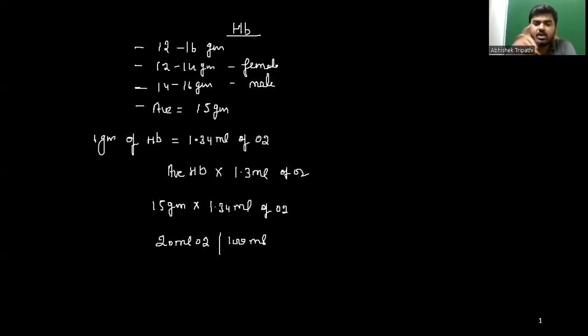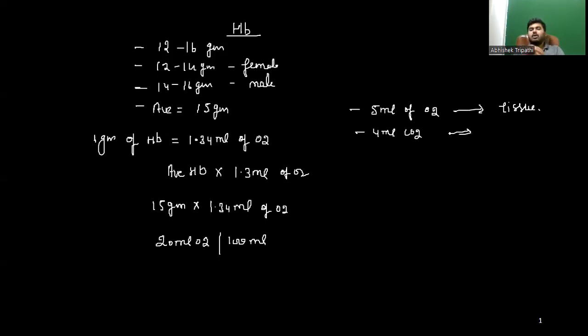Is that clear? Now, what is NCERT saying? NCERT says 5 ml of oxygen is delivered into the tissue, and 4 ml of carbon dioxide is taken outside. So this is about hemoglobin. And one hemoglobin molecule carries 4 oxygen molecules. Is that clear or not?